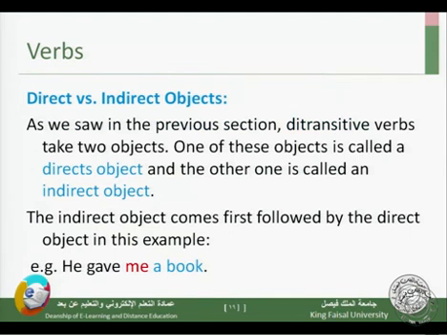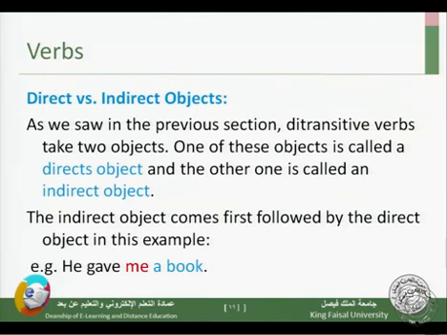Direct versus indirect objects. As we looked at in the previous section, ditransitive verbs take two objects. So we have a name for each of these objects. The first one is called a direct object, and the other one is called an indirect object. So the indirect object comes first in sentences, and then it is followed by the direct object.